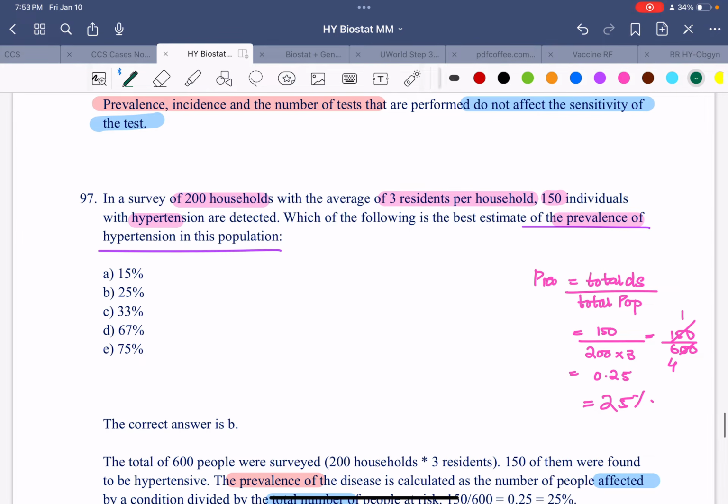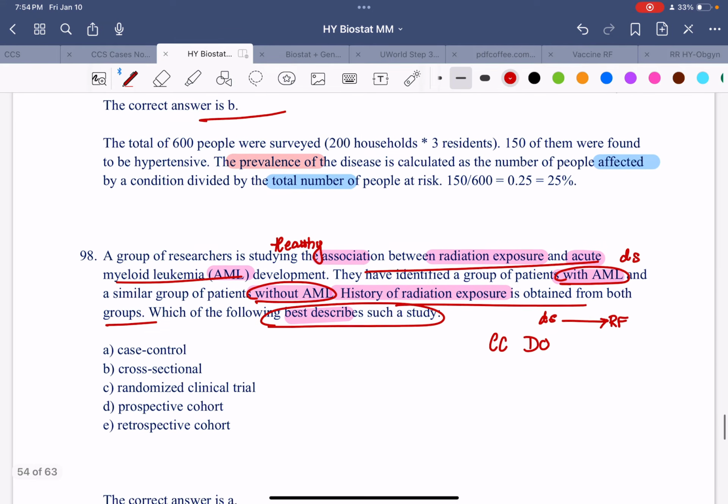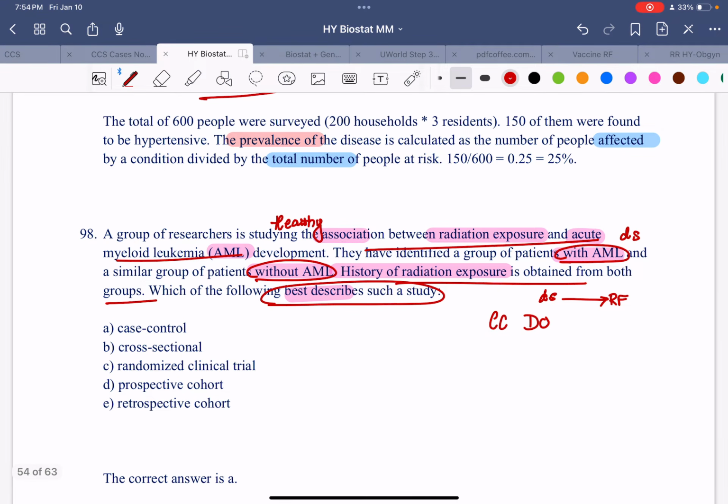So in question 97, in a survey of 200 households with an average of 3 residents per household, 150 people actually had hypertension. So the number of people affected by hypertension is the total diseased, which is 150, and the total population for this area would be 200 multiplied by 3, which we keep at the bottom, 600, right? How do we calculate prevalence? By keeping the total diseased, that is 150, at the top, and the total population, that is 600, at the bottom. So it comes out to be 0.25, that is 25%, and the correct answer over here for prevalence is B.